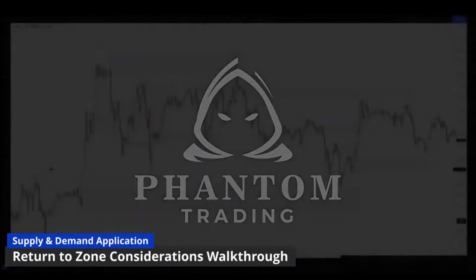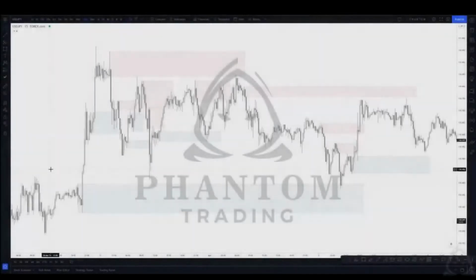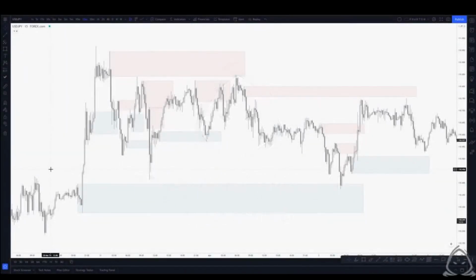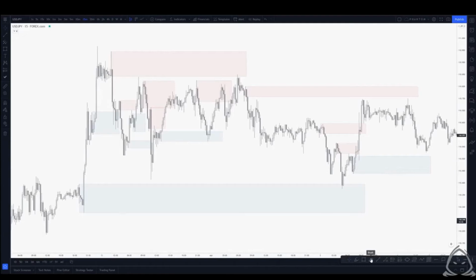Now let's jump into some examples. And again, we're going to use the same example we've been using for the past two videos here on US dollar, Japanese yen, just building on the zones that we've already mapped out and really just going through the way price action is returning back to the zones just to further explain what we've just been building on.